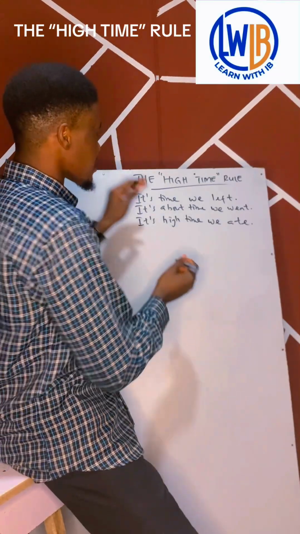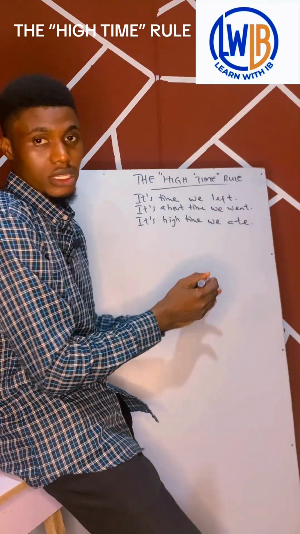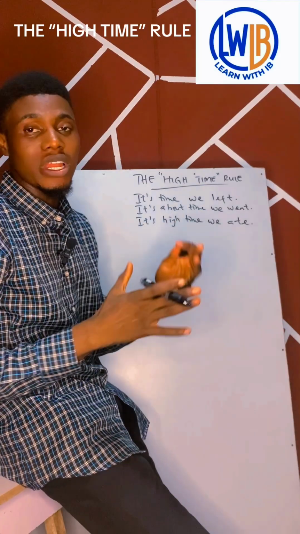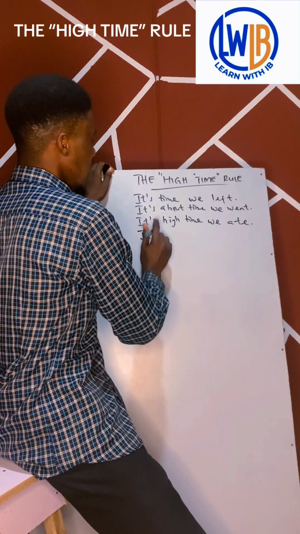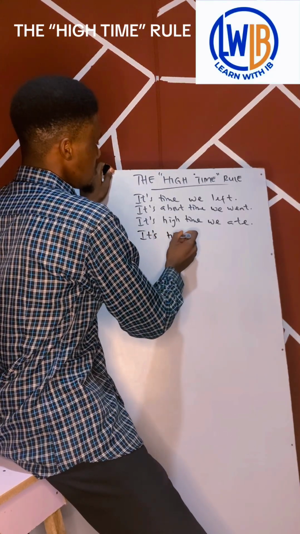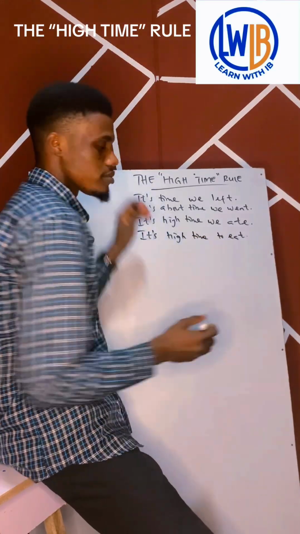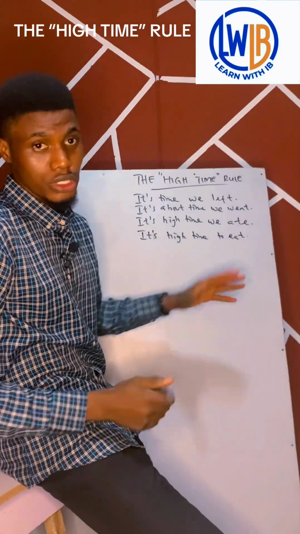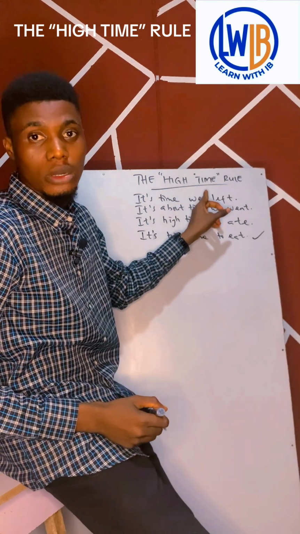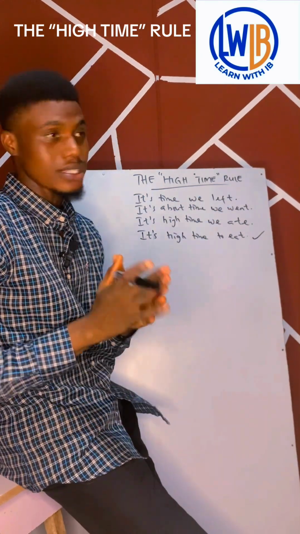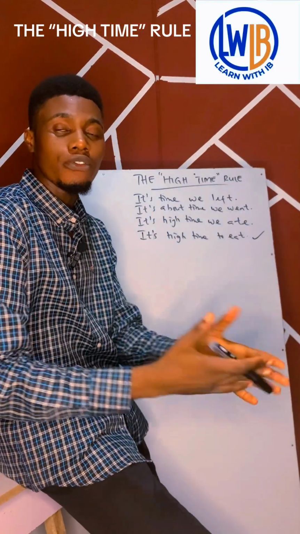However, that's if we have this subject here, which is "we." If we have one without the subject, it would be "it's high time to eat." Yes, grammatically correct. However, whenever you have the subject "we," it should be "it's high time," "it's time," or "it's about time we" plus the past form of the verb.